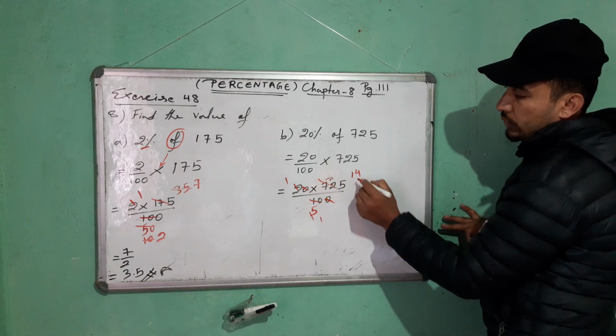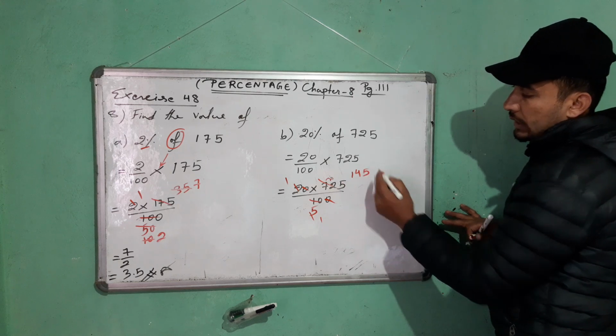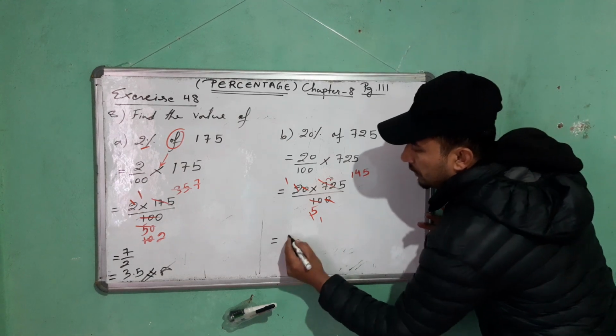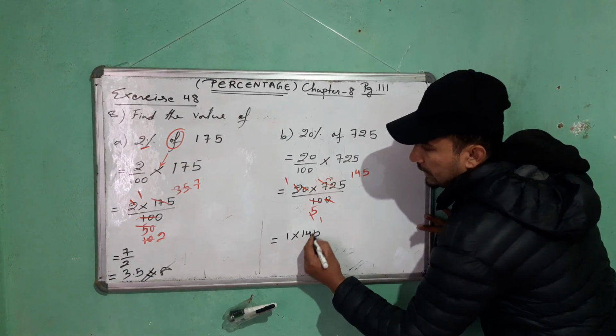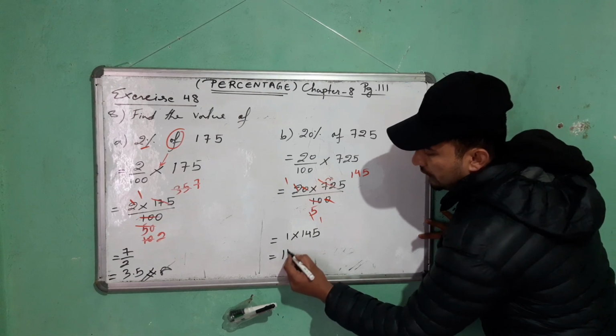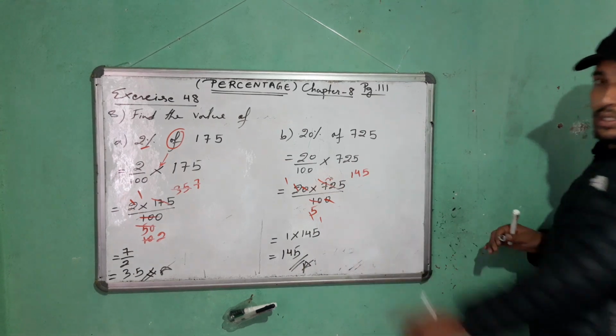22. 5 4s are 20. Again 2 is left. 2 is carried this side. 25. 5 5s are 25. So it will be 1 into 145. That is 1 into 145 means 145 only. This is your answer. No need to write this 1 which is in the denominator.